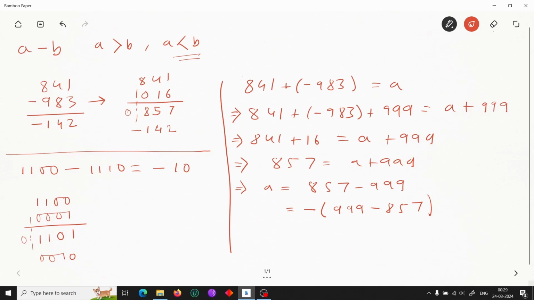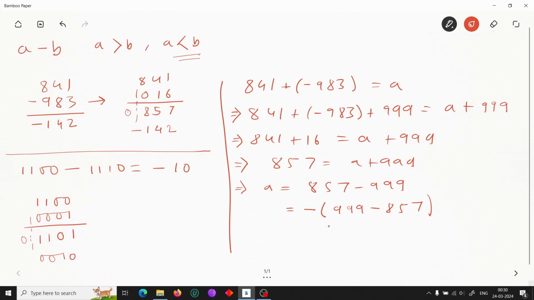Hmm? That is why you see in the final step, if no carry is generated, we perform the complement process. That is why it is here. And because of this minus sign, it is treated as negative. That is why we are writing down the minus sign in front of it.